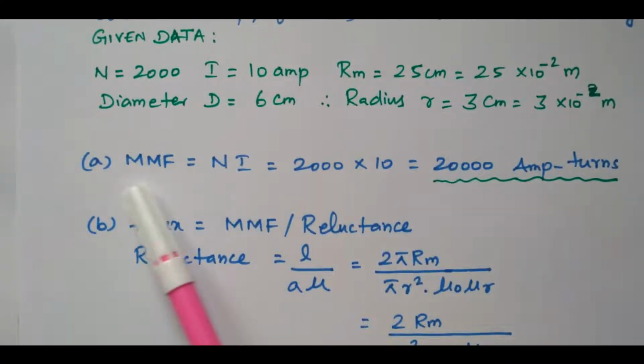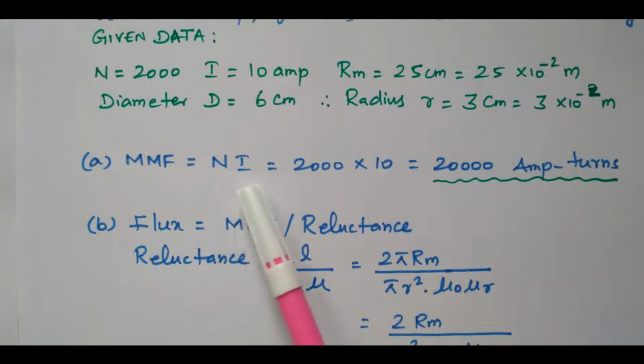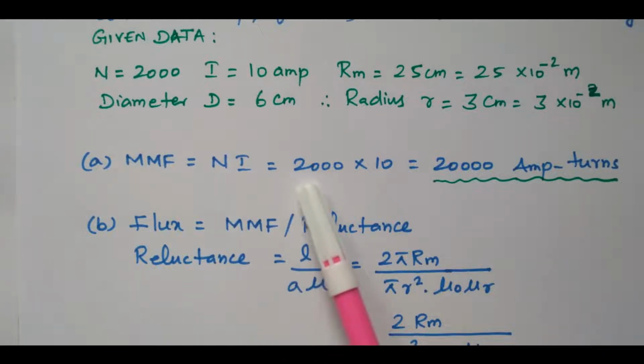First we will find the mmf. mmf is nothing but N into I, number of turns into current. The number of turns is given as 2000, current is 10. So it is 20,000. The unit for mmf is ampere turns. So 20,000 ampere turns. Next we will find the flux.